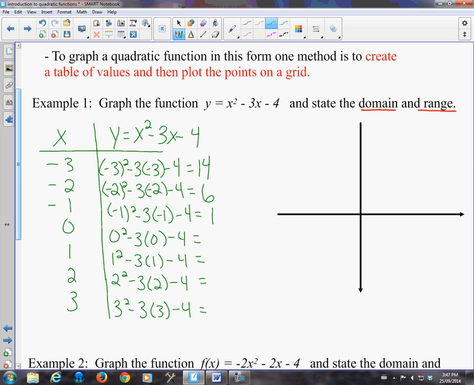When I put 0 in, I'm going to get -4. When I put 1 squared or 1 in, I get 1. Minus 3 is -2. Minus 4 is -6. And 2 squared is 4. Minus 6 is -2. Minus 4 is -6. And 3 squared is 9. Minus 9 is 0. Minus 4.